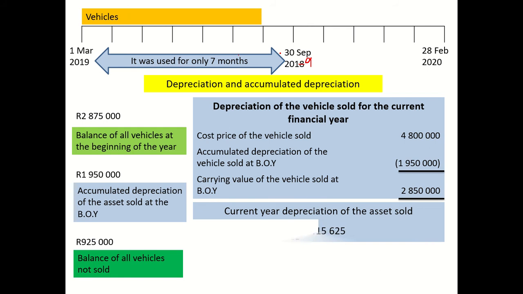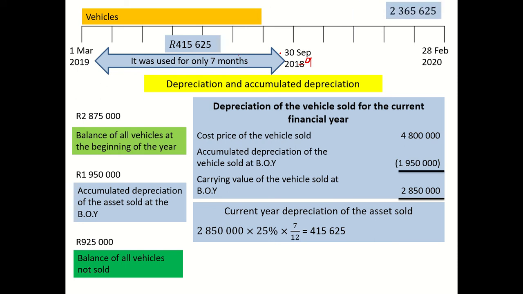Okay, now in this case, guys, your asset will be depreciated for 7 months in the current year because we only used it for 7 months. We didn't have this asset by year end. The fact that we didn't have it, guys, by year end, it means that we cannot depreciate it any longer. All right. Depreciation for the current year is 415,625.